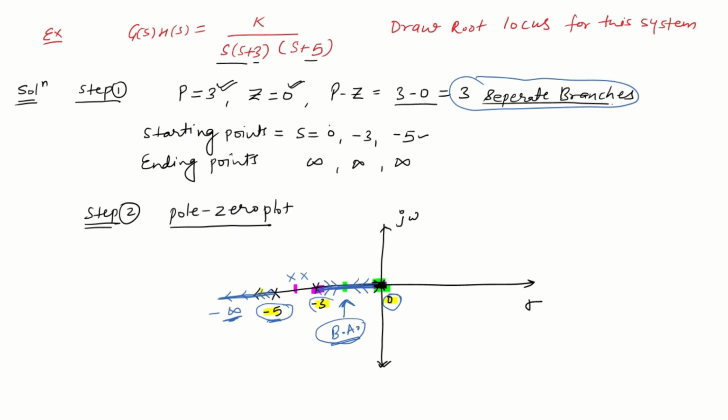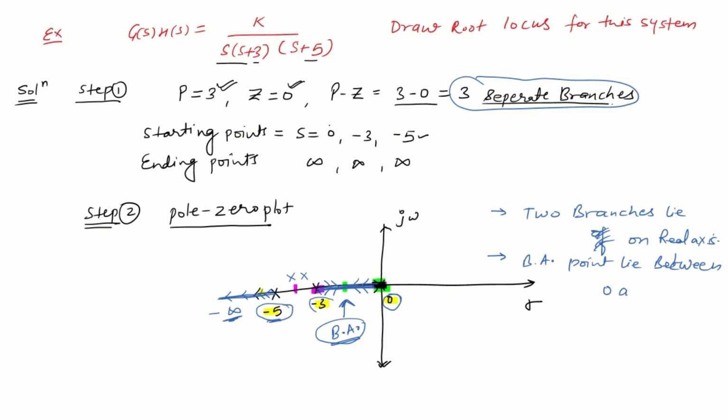Let me write these points here. 2 branches lie on real axis, and breakaway point lie between 0 and minus 3. So this is the conclusion of this point. Let us move to the next point.